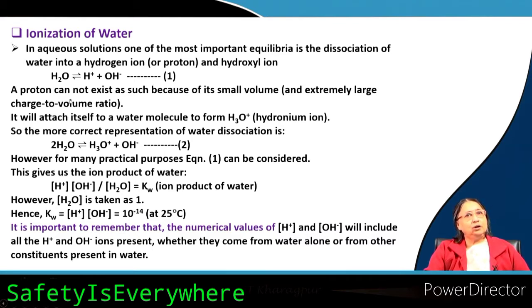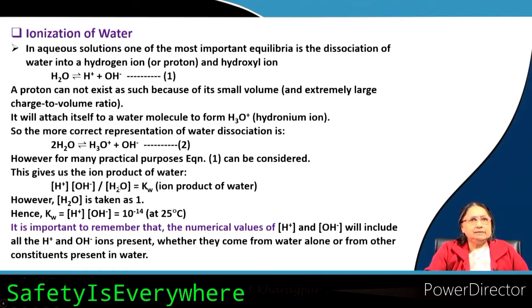A proton, we all know now, cannot exist freely because it has a very small volume, so it has an extremely large charge to volume ratio. So, it immediately reacts with another molecule of water to form the hydronium ion or hydroxonium ion. Basically it is better to write this equation, but for simplicity we always use this water dissociation expression.